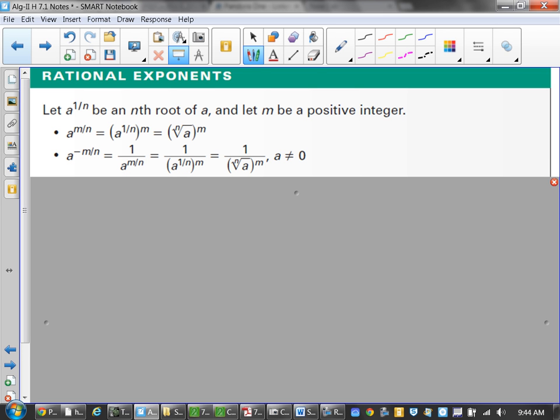You can also do it with negative exponents. If you're working with a negative value, the same basic principle applies. Something to the negative m over n means 1 over a to the m over n, which is 1 over the nth root of a to the m power.